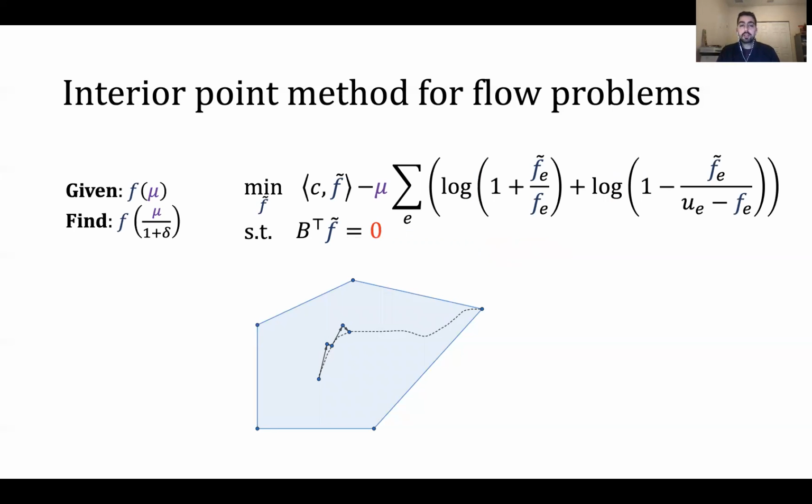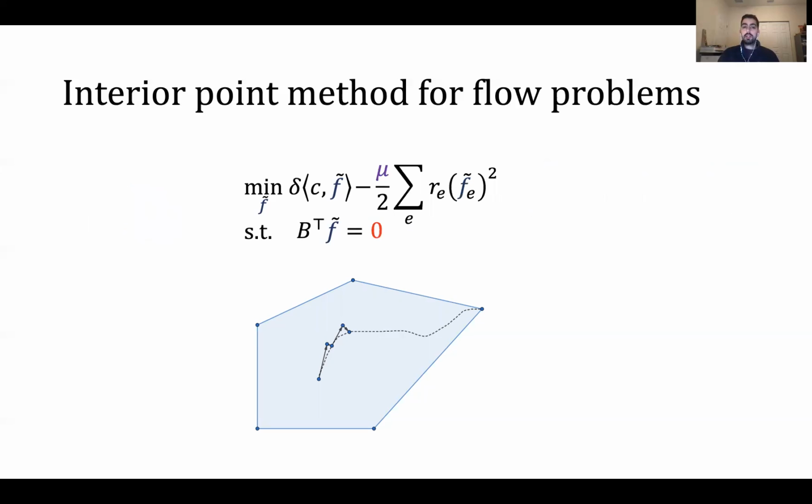And we can also write this optimization problem in terms of the change in the flow, f tilde. An even more drastic simplification is to take a second order approximation, and so we end up with a quadratic. And this is an electrical flow problem. Of course, it's not equivalent to the original problem, but it will allow us to make a step.